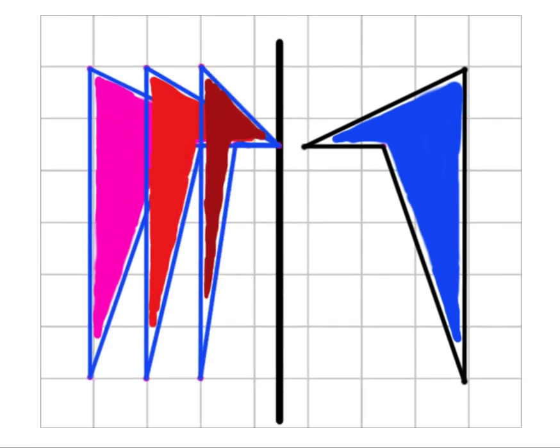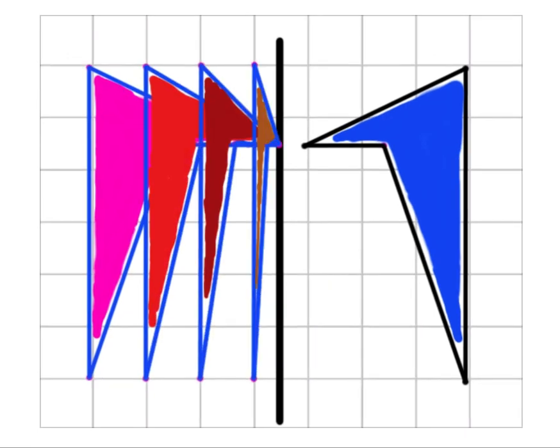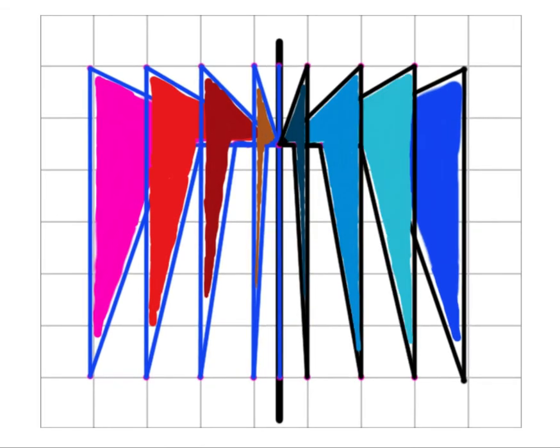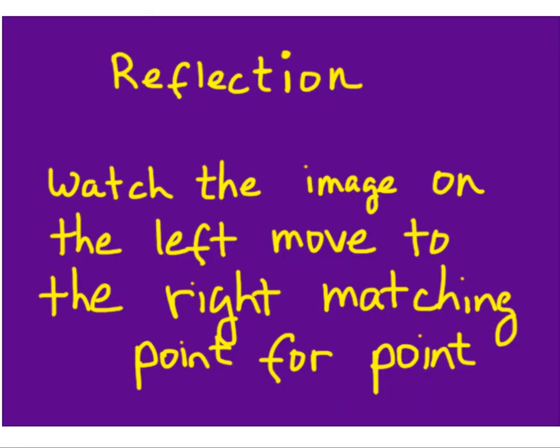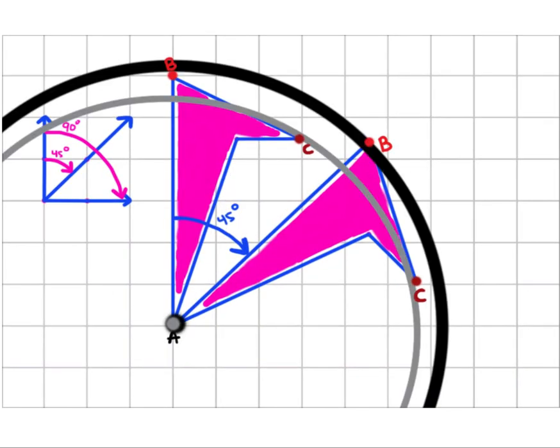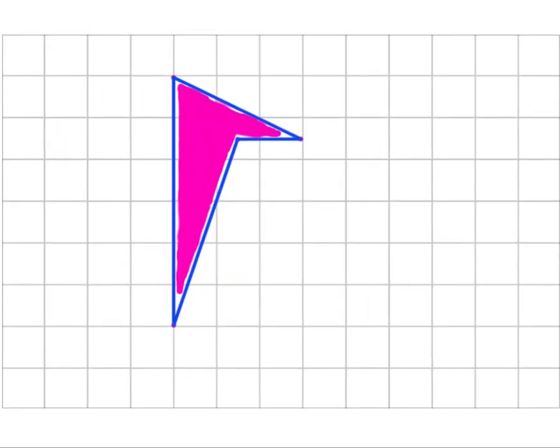So we can show that in this little animation as it reflects over that pink line, and it ends up on the other side in exactly the same position, but on the other side of the line. So you have a reflection, you have a rotation, and you have a translation.